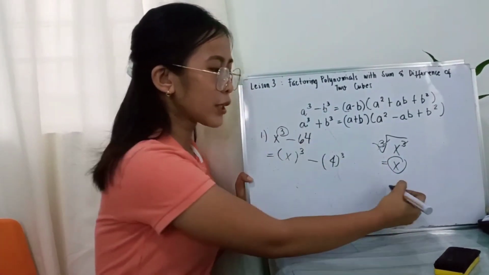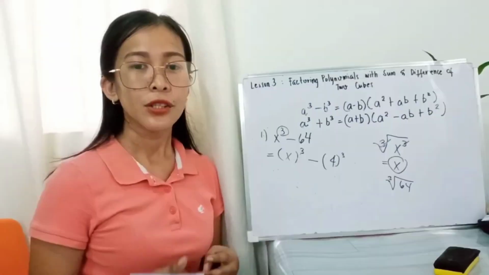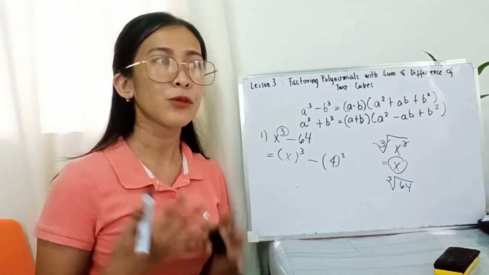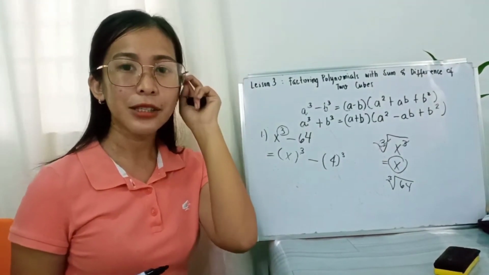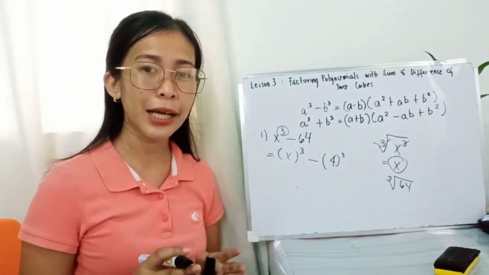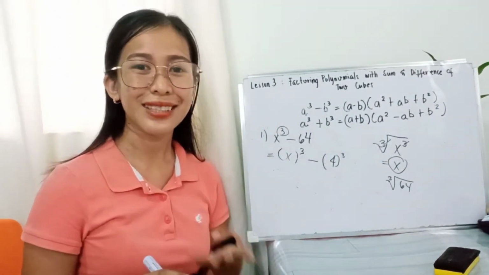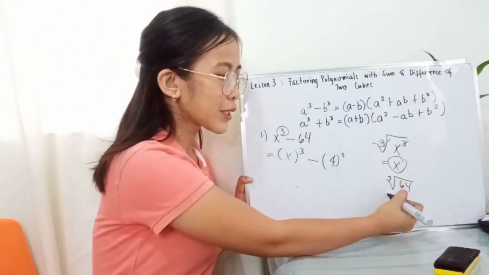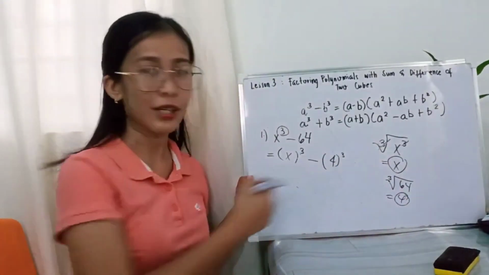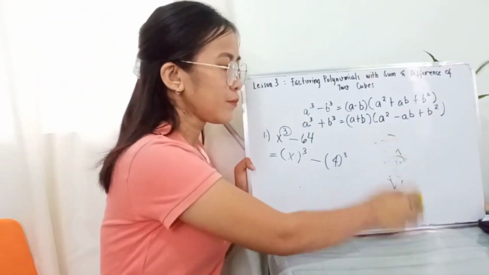Si 64 naman, pwede nyo ding gawin ganito. Cube root of 64. Kung may calculator kayo or marunong kayong gumamit ng scientific calculator, kayang-kaya nyo yung sagutan. Pero kung memorize nyo naman yung mga numbers na mayroong perfect cubes, sobrang dali na lang nito para sa inyo. So, of course, cube root of 64 is 4. At ito nga siya. Ganun lang naman siya kasimple.